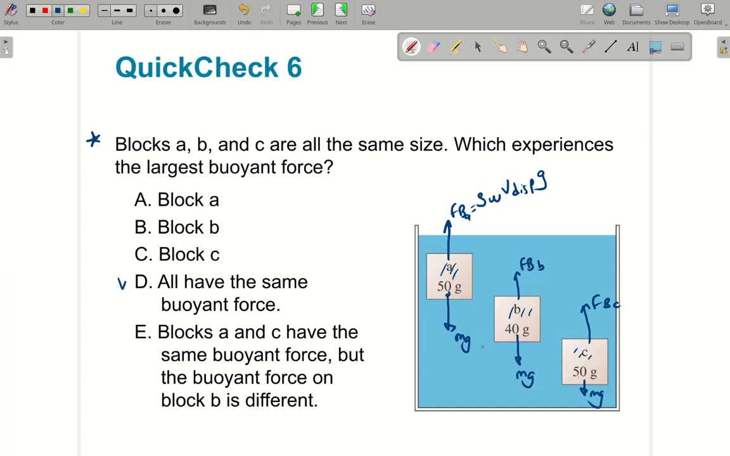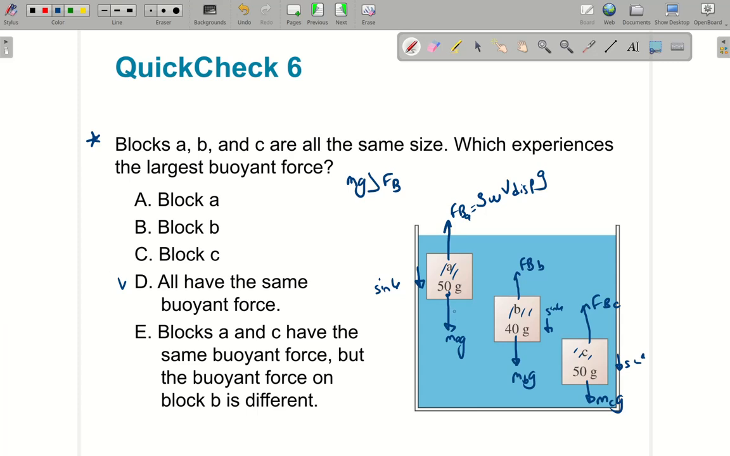But this should be MA, MB, MC. Let me redo those. So this is MAG. This is MBG, right? This is MCG. A and B are equal. Let's say all have the mg larger than FB. There could be different situations, but this is one situation you could have. They will be sinking, right? This guy will be sinking. This guy will be sinking. This guy will be sinking.